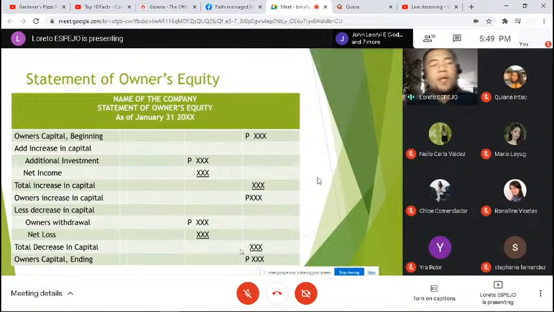So depende po yan, guys. For example po, wala pong nagkaroon ng net income pero therefore walang net loss, so tatanggalin mo na lang yung net loss. Di ba? For that specific period, kung wala ring withdrawal, then tatanggalin mo na lang yung withdrawal. Okay?